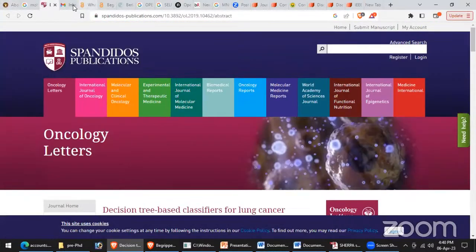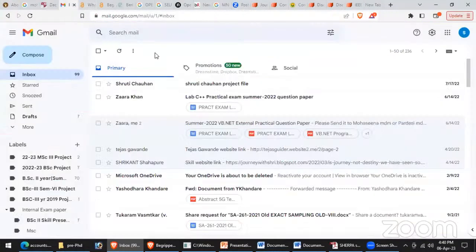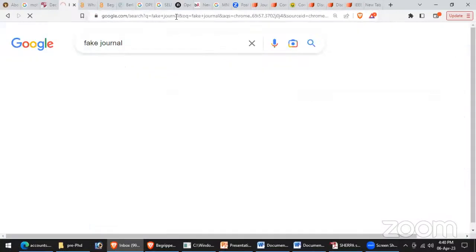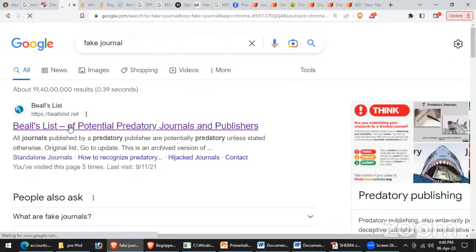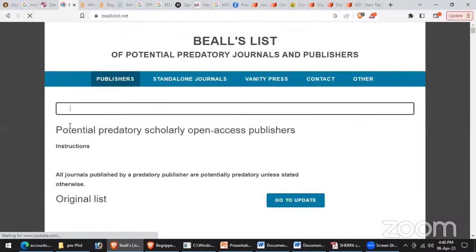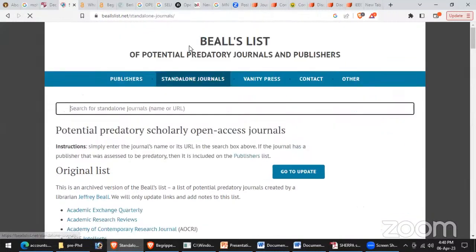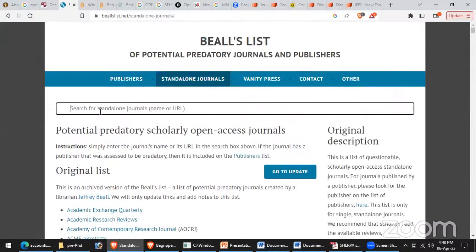In the fake journals list, go and check it out. Just now I have selected the last list, so I'll go for the standalone journals. Here you go, paste it and then search it. See, in the search it should be 0.